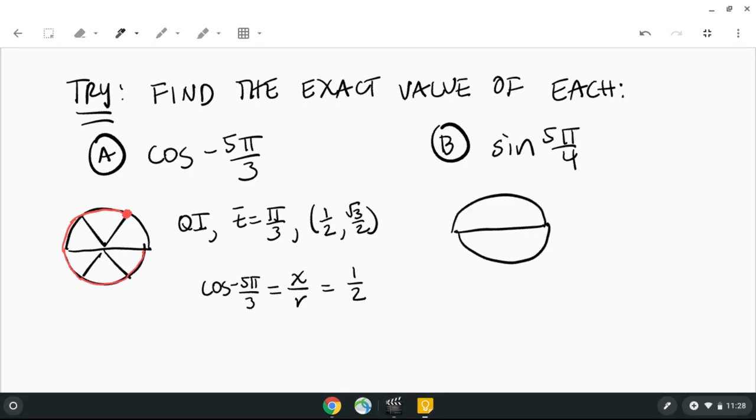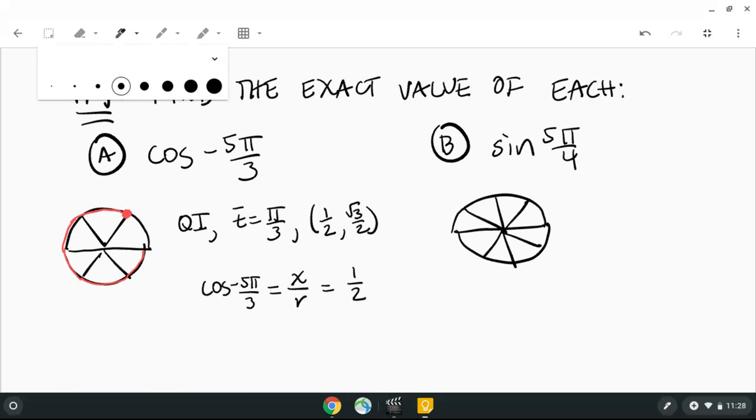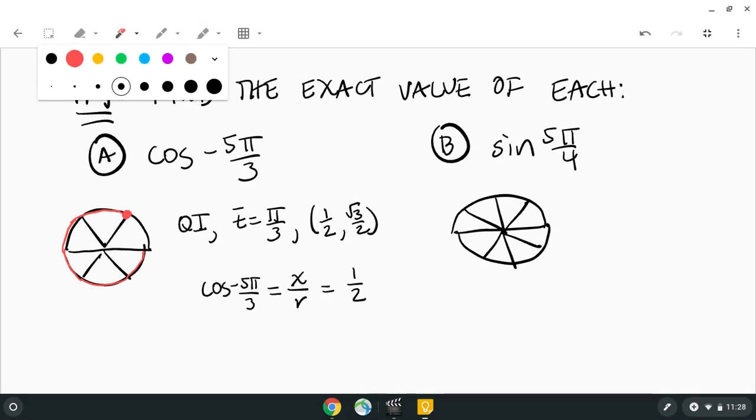Okay, so my half circle is cut into 4 pieces. I'm going to need more, so let me draw the ones down here. So 5 pi over 4, so that's 1/4, 2/4, 3/4, 4/4, and 5/4.